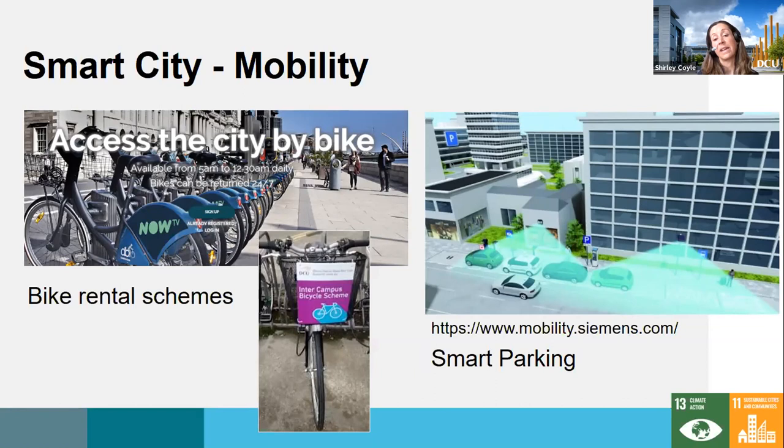Another example of mobility is to have smart parking. So an example here of sensors that are made by Siemens, where they have radar put onto buildings. And this radar can be used then to identify where objects are. So it can identify where there's parking spaces. And then this can link to people's phones or people's cars, so they're not driving around the block loads of times looking for parking spaces, and again adding to traffic congestion and more traffic on the roads in the city.